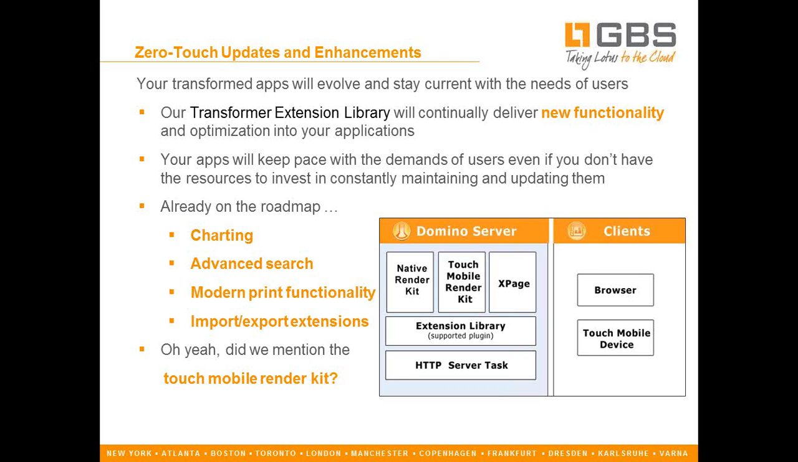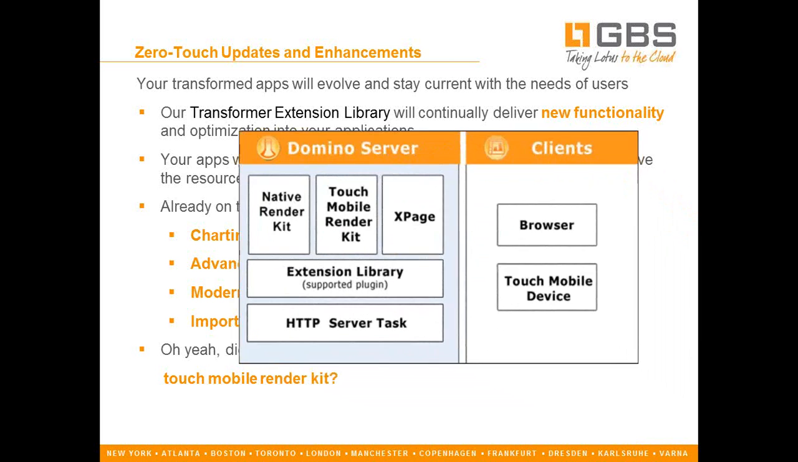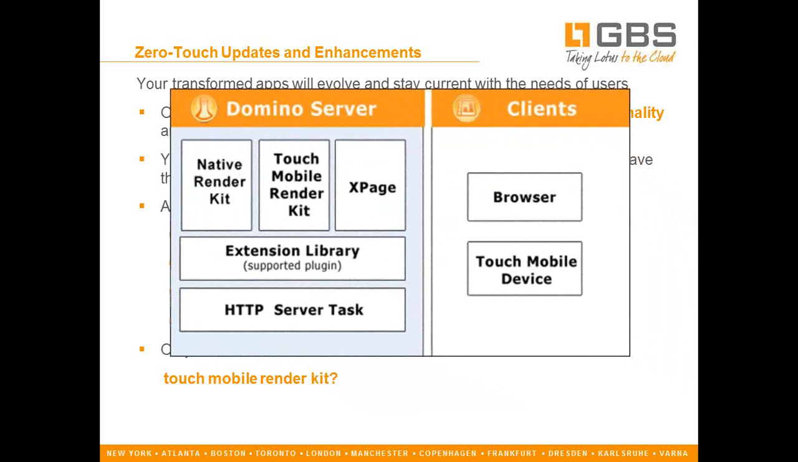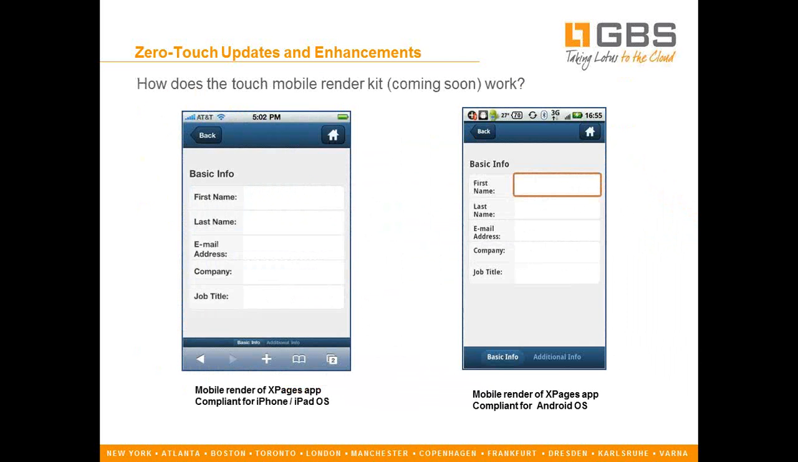And one of the more exciting extensions that we're going to be delivering is the Touch Mobile Render Kit. What the Touch Mobile Render Kit is going to allow you to do out of the box is actually provision those applications to mobile devices in a layout and format that is designed for that application. So you have your traditional web layout, and then for the application, you have the application-specific, mobile client-specific layout, much like you see on the screen in front of you.